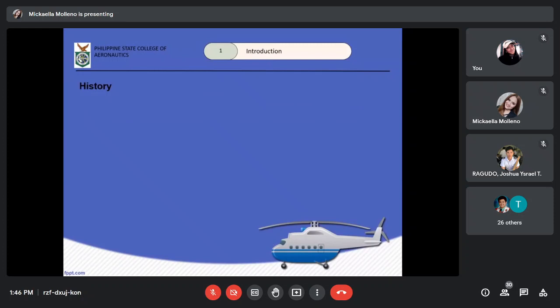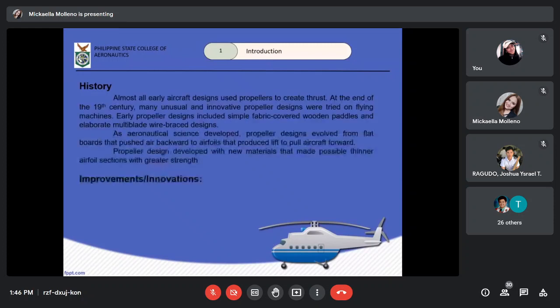So here we have a brief history rather, which also contains the improvements and innovations. Just like any other part of an aircraft, propellers are subjected to lots of improvements as well as innovations, which are evident sa history niya. So, what is the most widely used material for our propellers? So, meron tayong mga kaya-consider.